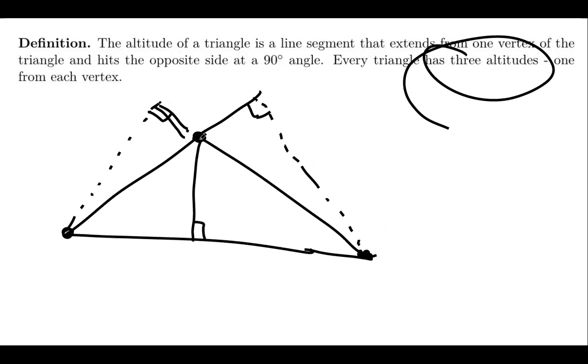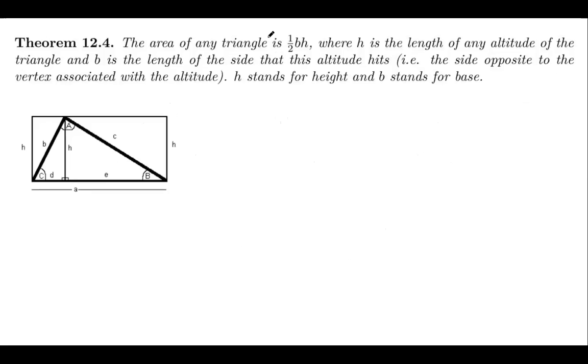So now that we know about altitudes, we can also talk about area. As you probably know, the area of any triangle is half times BH, where H is the length of any altitude and B is the base where the altitude hits. So let's try to prove this real quick.